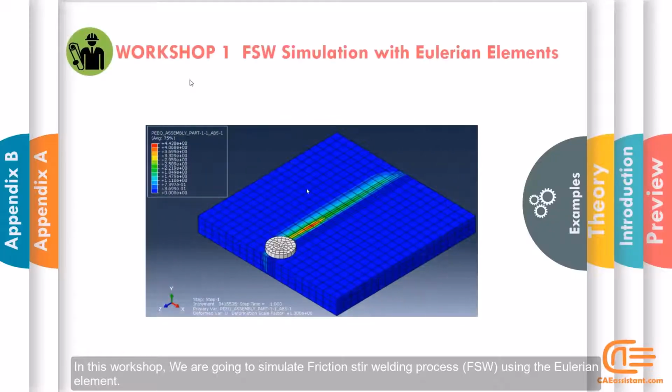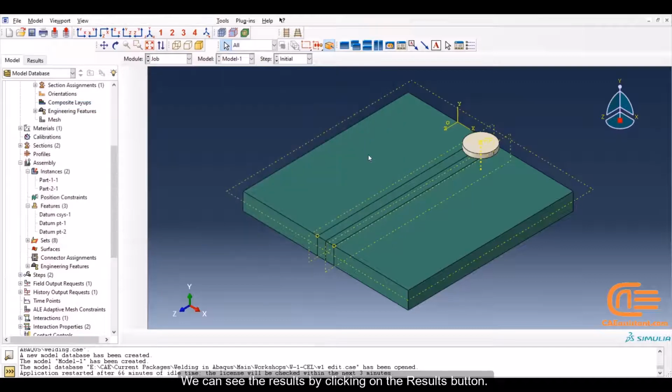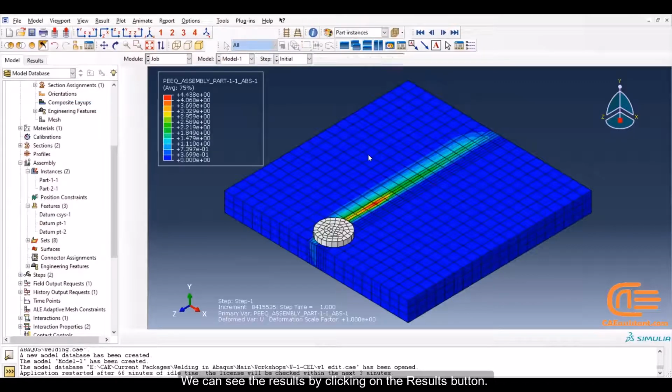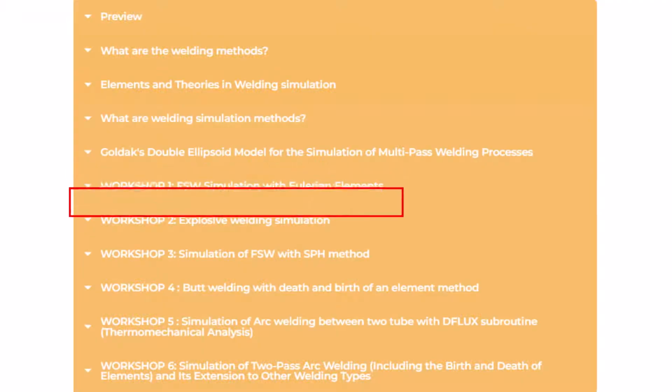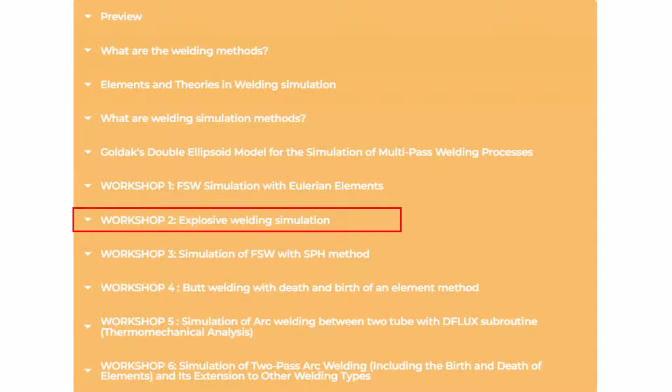In this workshop, we are going to simulate friction stir welding process, or FSW, using the Eulerian element. We can see the results by clicking on the Results button. But what about the second workshop? What topics does it cover?